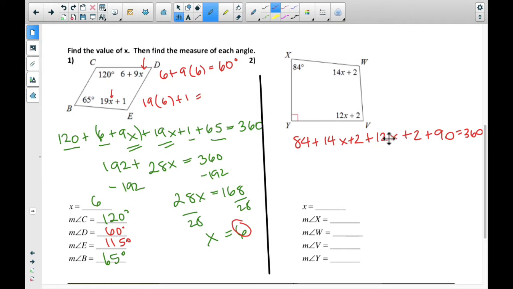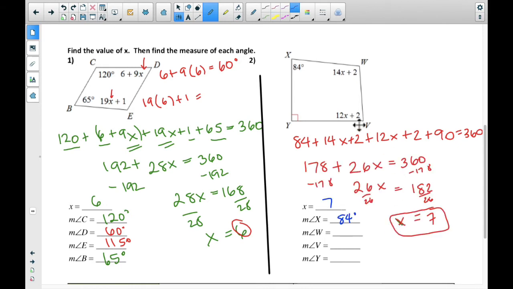Why don't you take a minute to try to solve this one? I set it up for you. We're going to add up all four angles, set them equal to 360. Take a second to solve this and see what you get. Okay, probably something I should have clarified in the beginning, which I think you probably picked up on, but this angle has a little square in it. That means it's 90 degrees. That's where that 90 came from.